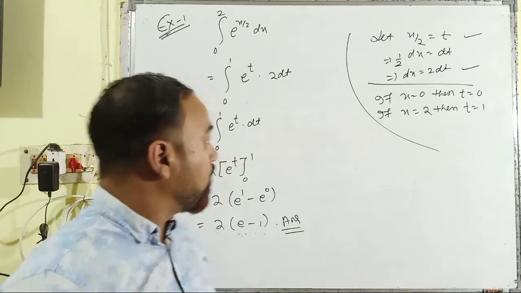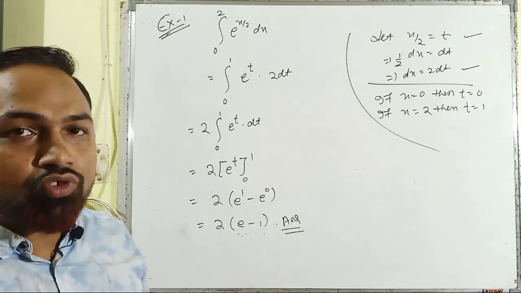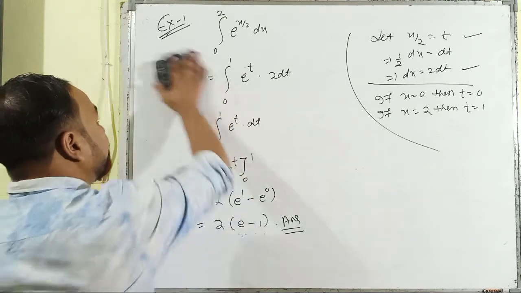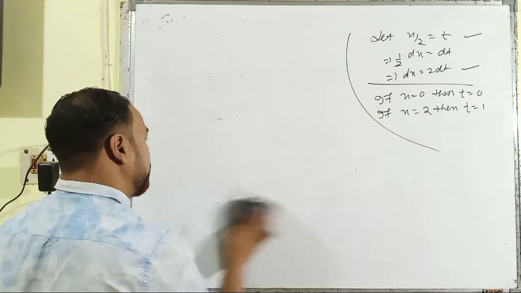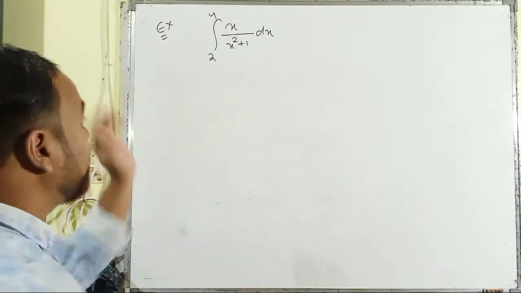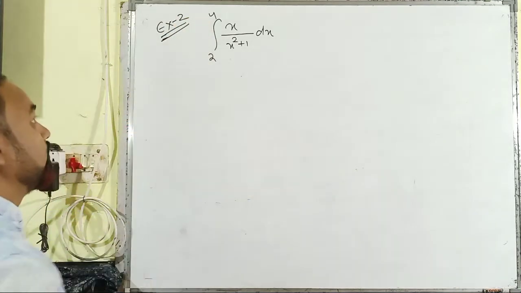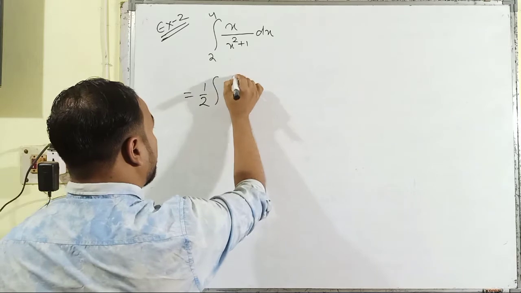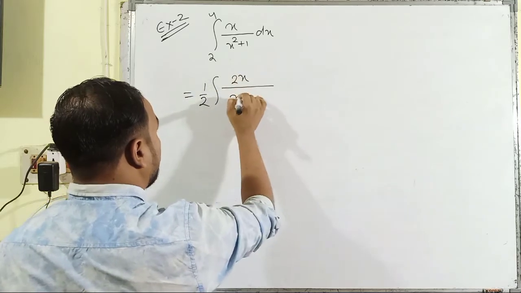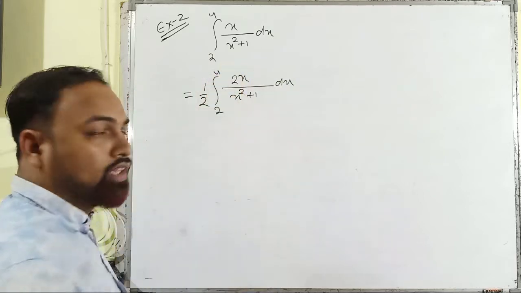Then we have to move forward to the rest of the basic problems based upon the substitution method. So here it is example number 2. First of all, let us divide by 2 and multiply by 2, and then we have to go for the substitution method.